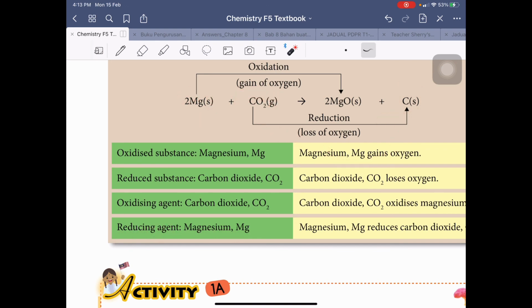So, siapa yang mengalami oxidation, dialah reducing agent. Siapa mengalami reduction, dialah oxidizing agent. Remember, our focus is on the reactant only.